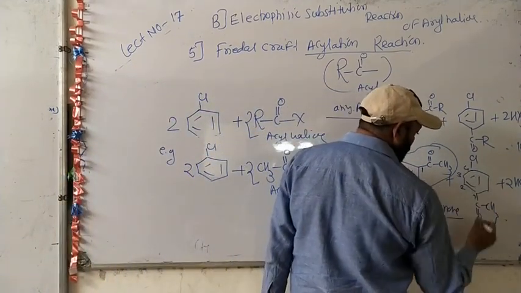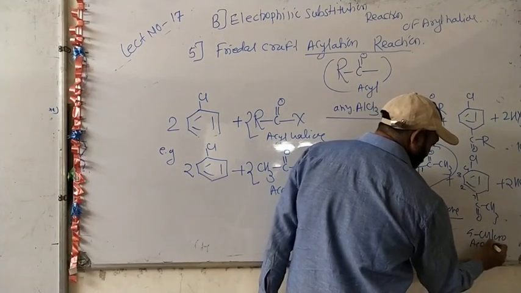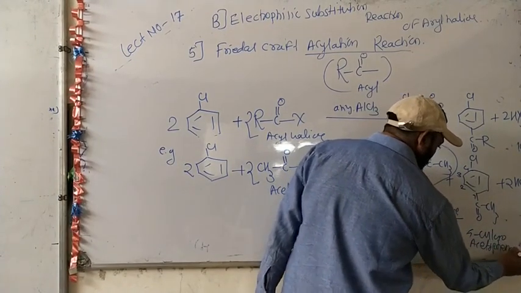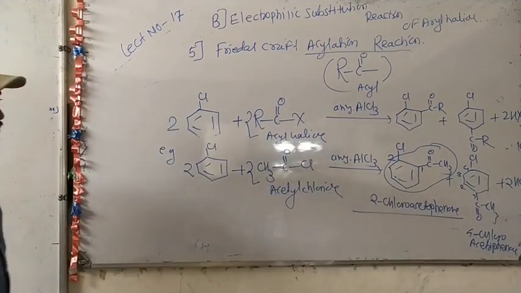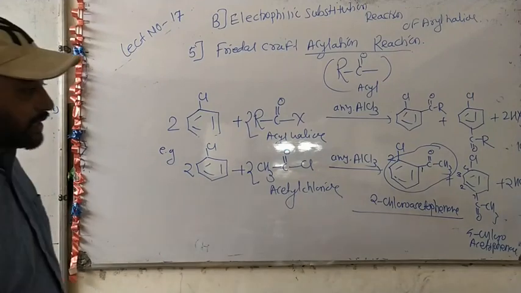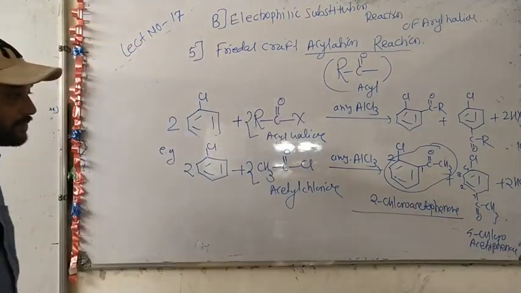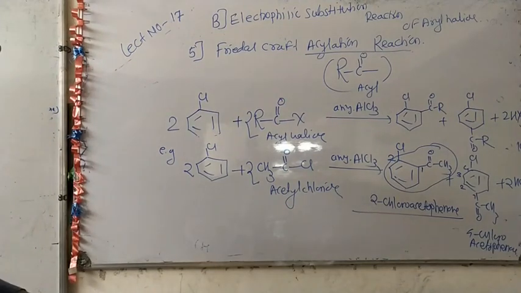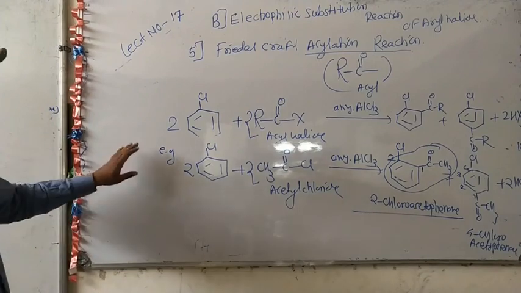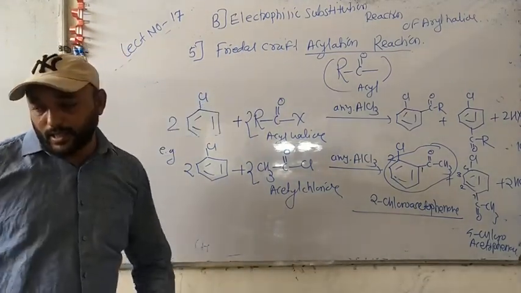And what is the second product? 1, 2, 3, 4: 4-chloroacetophenone. So which is the major product formed? 4-chloroacetophenone is the major and 2-chloroacetophenone is minor. So ortho is a minor product and para is the major product. This reaction is called the Friedel-Crafts acylation reaction.